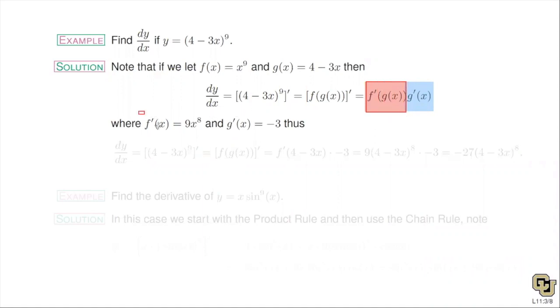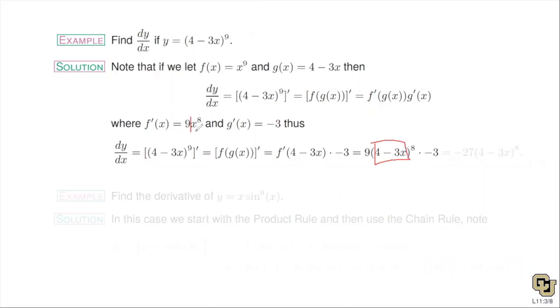So here, I first find f prime, which is 9x to the 8th. And then for this x value, I'm going to replace it with 4 minus 3x. So f prime of g of x, which is f prime of 4 minus 3x, is going to look like 9 times (4 minus 3x) raised to the 8th. So this part, and this part, I replaced it. f prime of g of x.